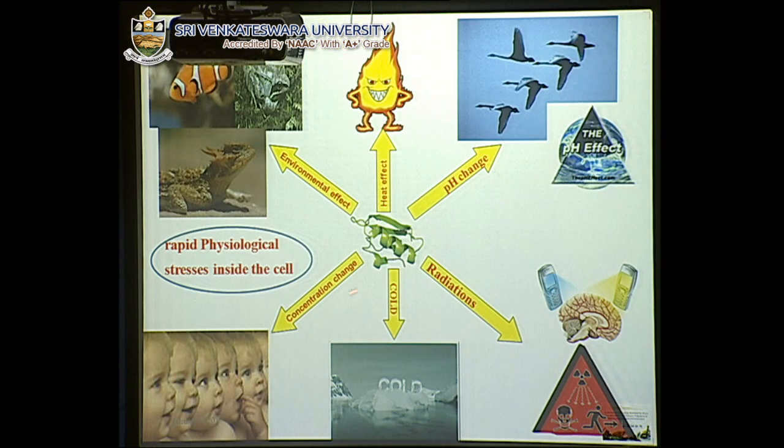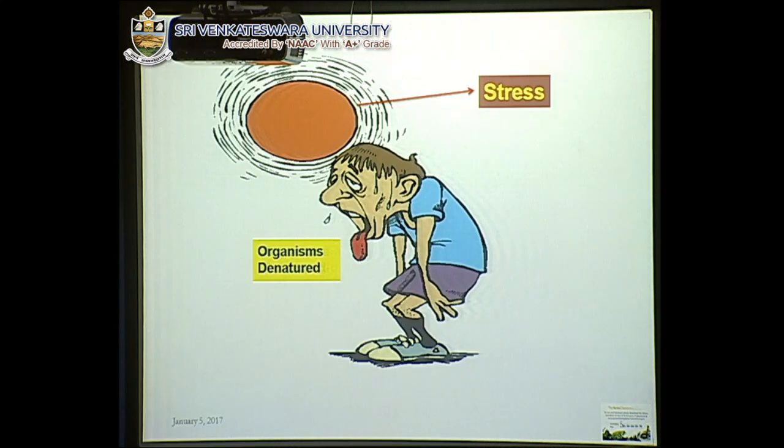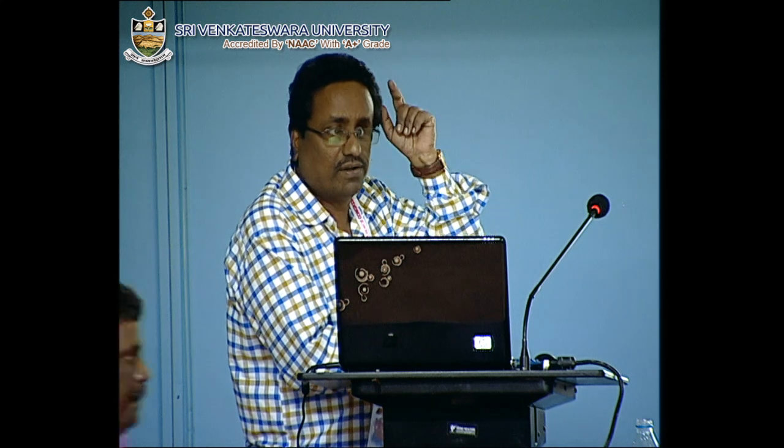As we know, every organism, including us, is facing different kinds of stresses that include environmental stress, heat effect, pH changes, radiation, cold, and the concentration effect. If every system is facing these kinds of stresses, then what is happening? The organism is going to denature because of this stress. If we have more stress on our body, we will denature something. So, like that, the organism is denaturing. So, how to control this stress?